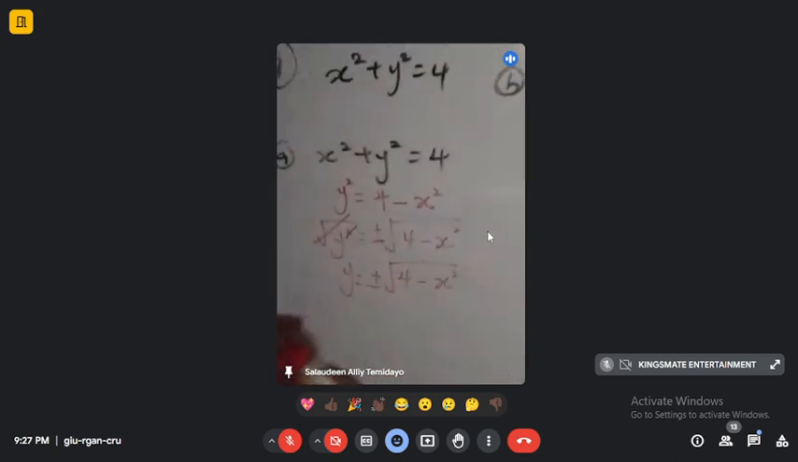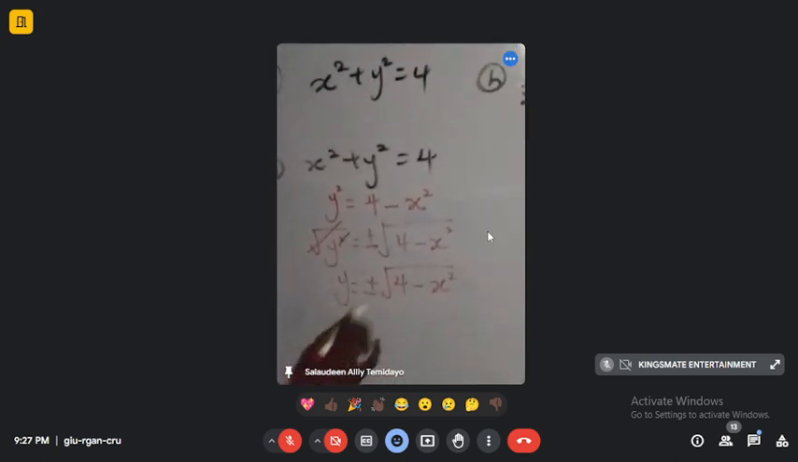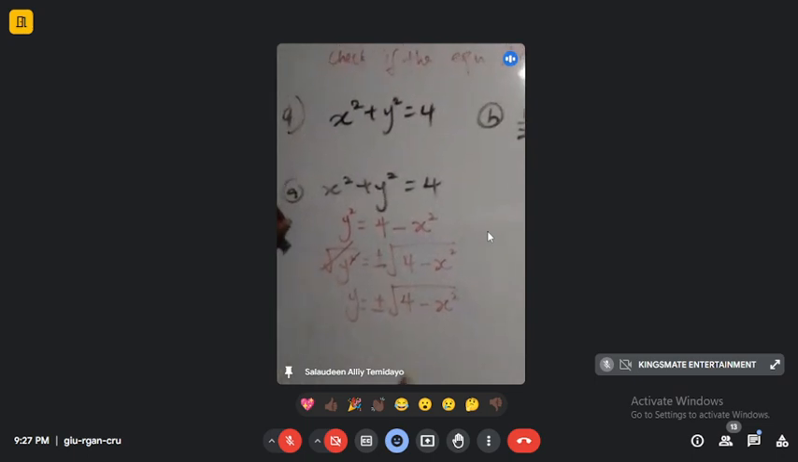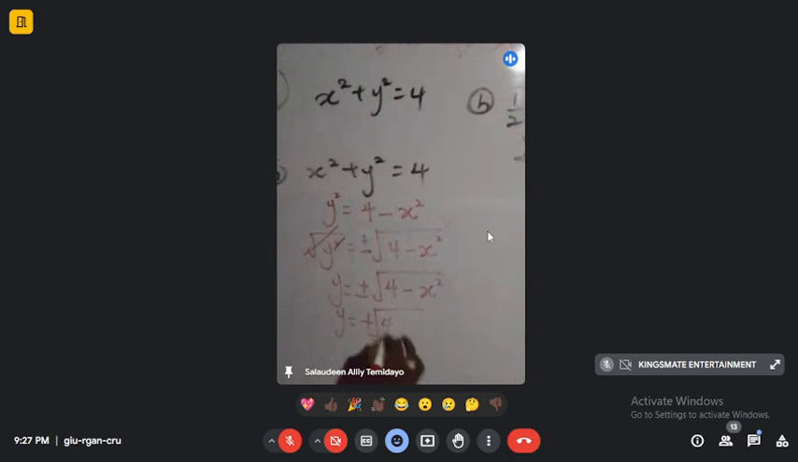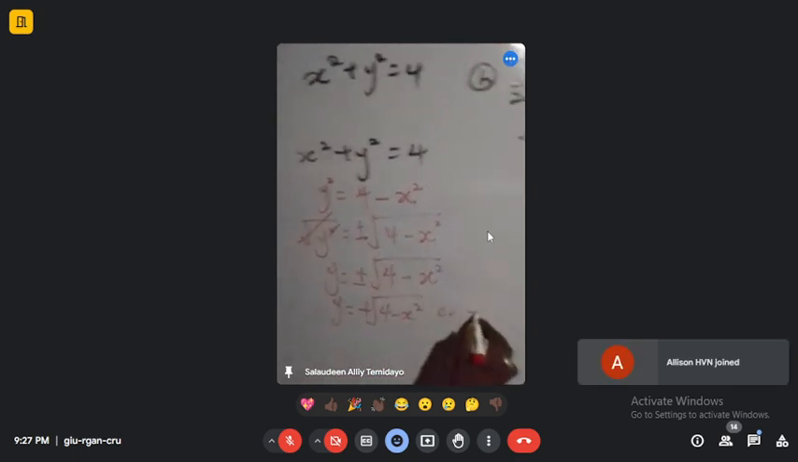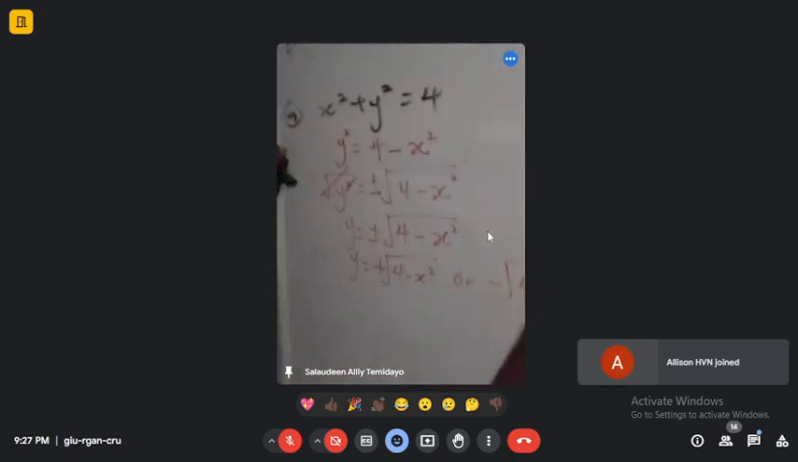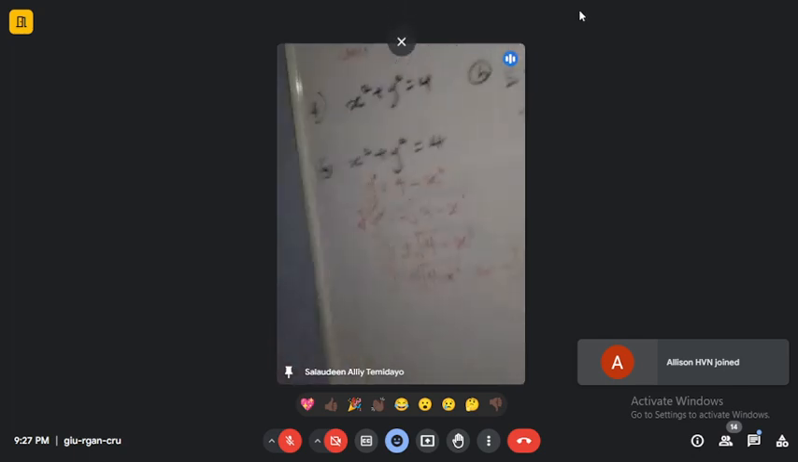So y equals plus or minus the square root of 4 minus x squared. What I want to tell you is that y is equal to plus or minus the square root of 4 minus x squared. It means y is equal to plus the square root of 4 minus x squared or minus the square root of 4 minus x squared. You can see we have two values.